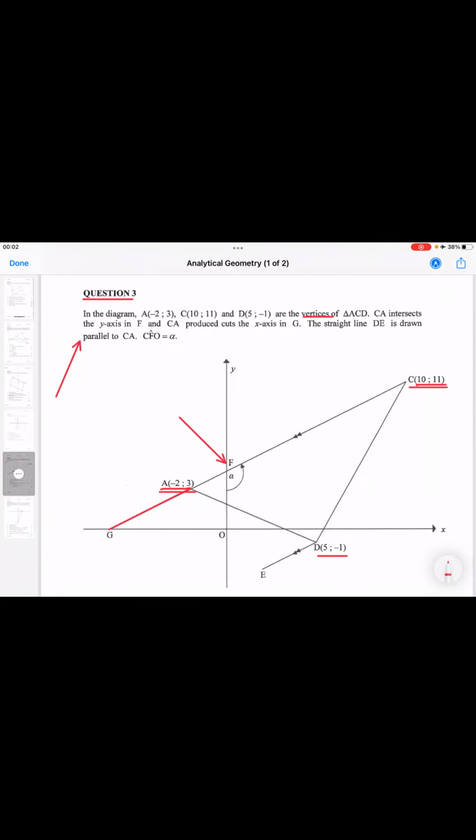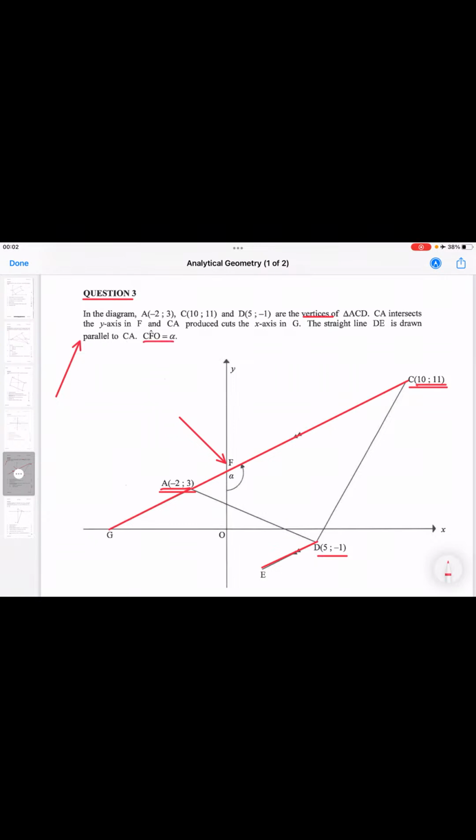The straight line DE, where is DE? There is D, there is E. Okay, what about it? The straight line DE is drawn parallel to CA. Where is C? Where is A? Oh, so that line is actually parallel to DE. Okay, makes sense.